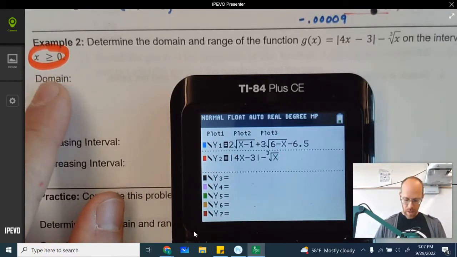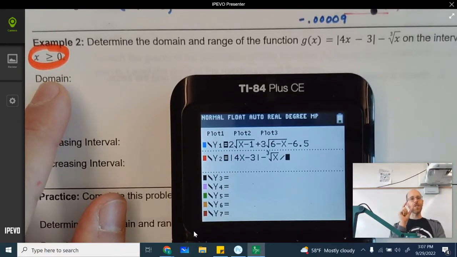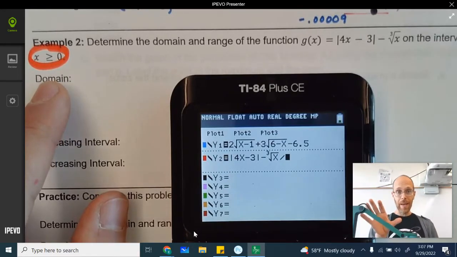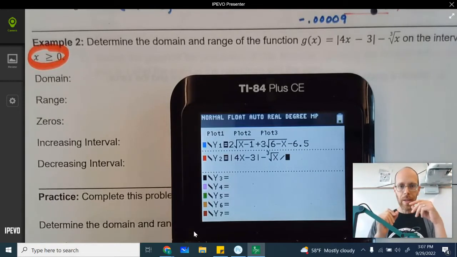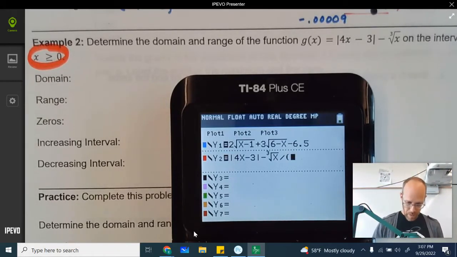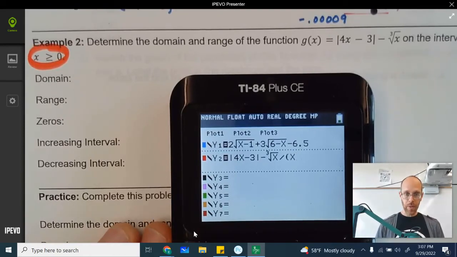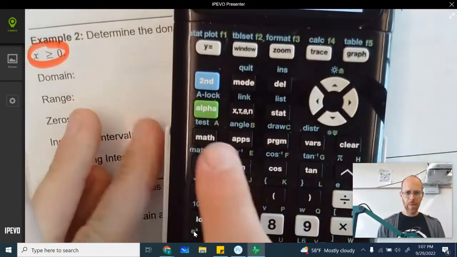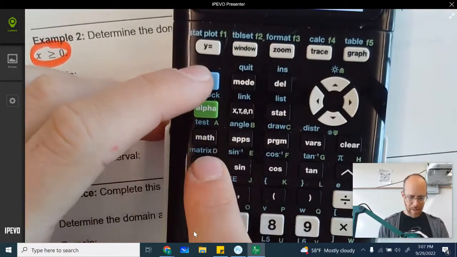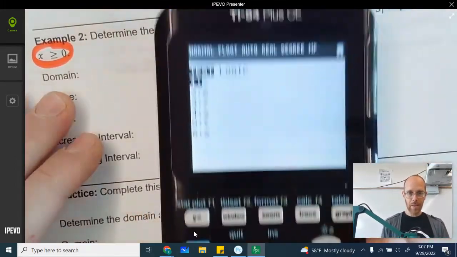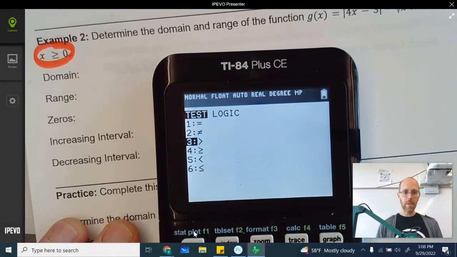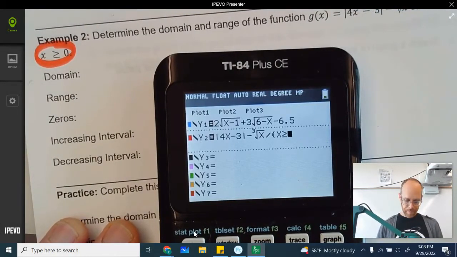So division. Now remember that that division sign is just a separator. We're not actually dividing anything. We are telling the calculator this is where the inequality starts. And we're going to enter parentheses. X is greater than or equal to. You find greater than or equal to right here under the button that says test. So second test. Screen will look like this. Grab number 4, 0, and parenthesis.